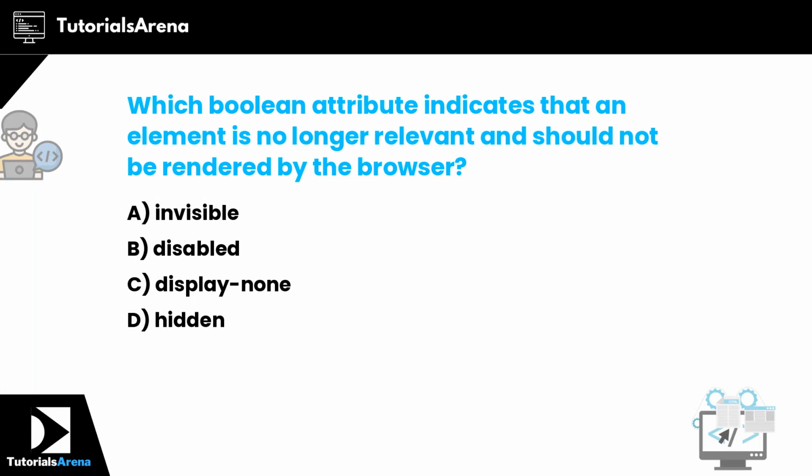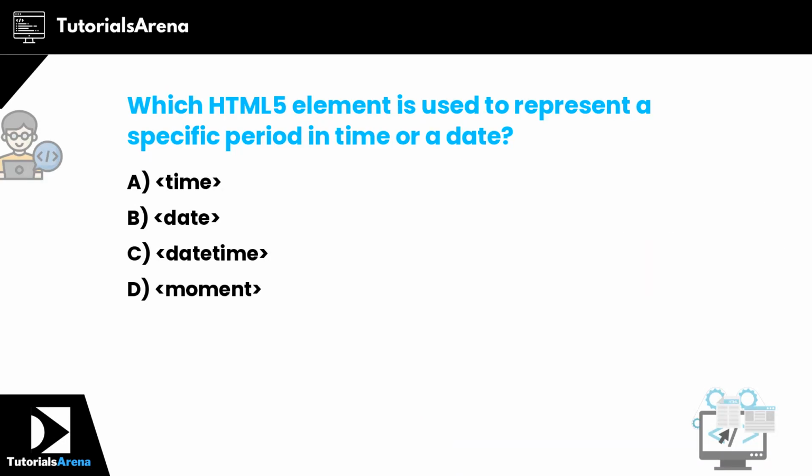Which Boolean attribute indicates that an element is no longer relevant and should not be rendered by the browser? The correct answer is option D, hidden. Which HTML5 element is used to represent a specific period in time or a date? The correct answer is option A, time.